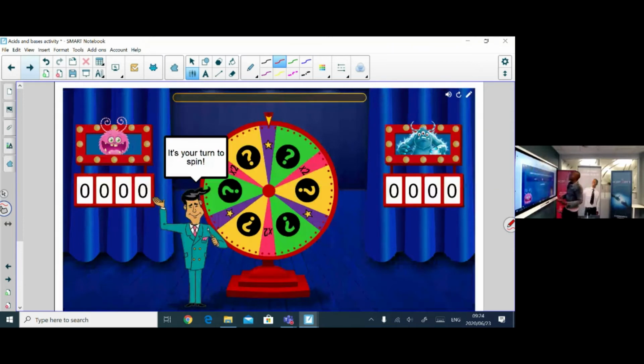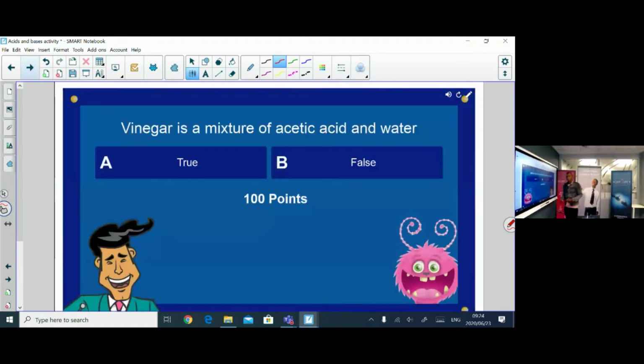Vinegar is a mixture of acetic acid and water. Remember, yes, vinegar is a mix of an acid and water.